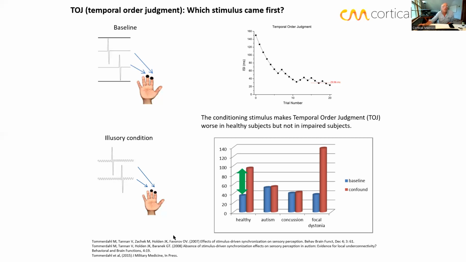Well, let's look at what happened here. Over here, TOJ was normal, but you get a little bit of this vibration, a little bit of this conditioning stimuli, and both of them go up. Okay, so we're saying that's basically because this is an illusion. It makes the two fingers feel like they're the same.